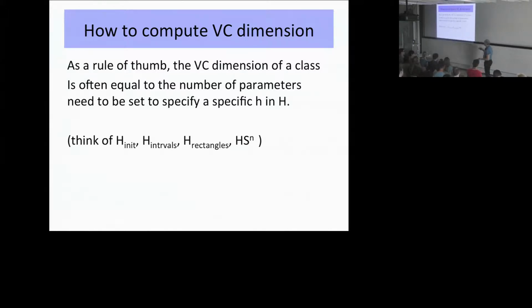And the same for half spaces. If I want to define a linear partitioning of the space, how many parameters do I need to define a line in R^2? 3 parameters. And to define a linear half space in R^n, I need n plus 1 parameters. And the VC dimension is indeed n plus 1. So as a rule of thumb, it is the number of parameters.